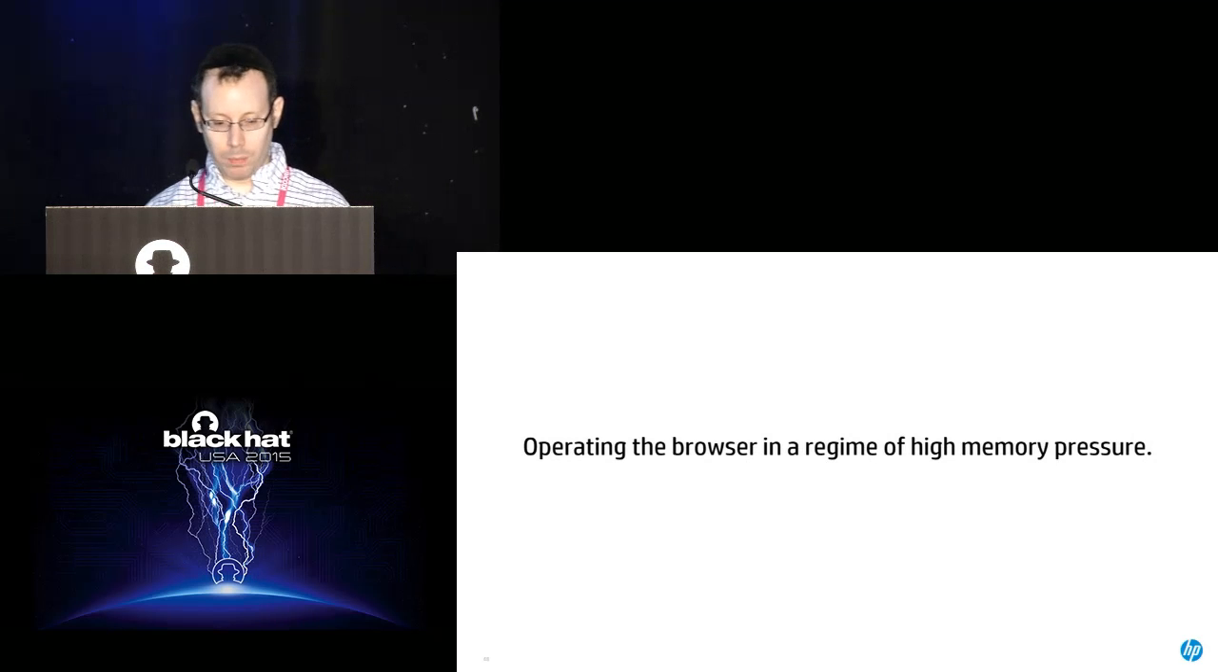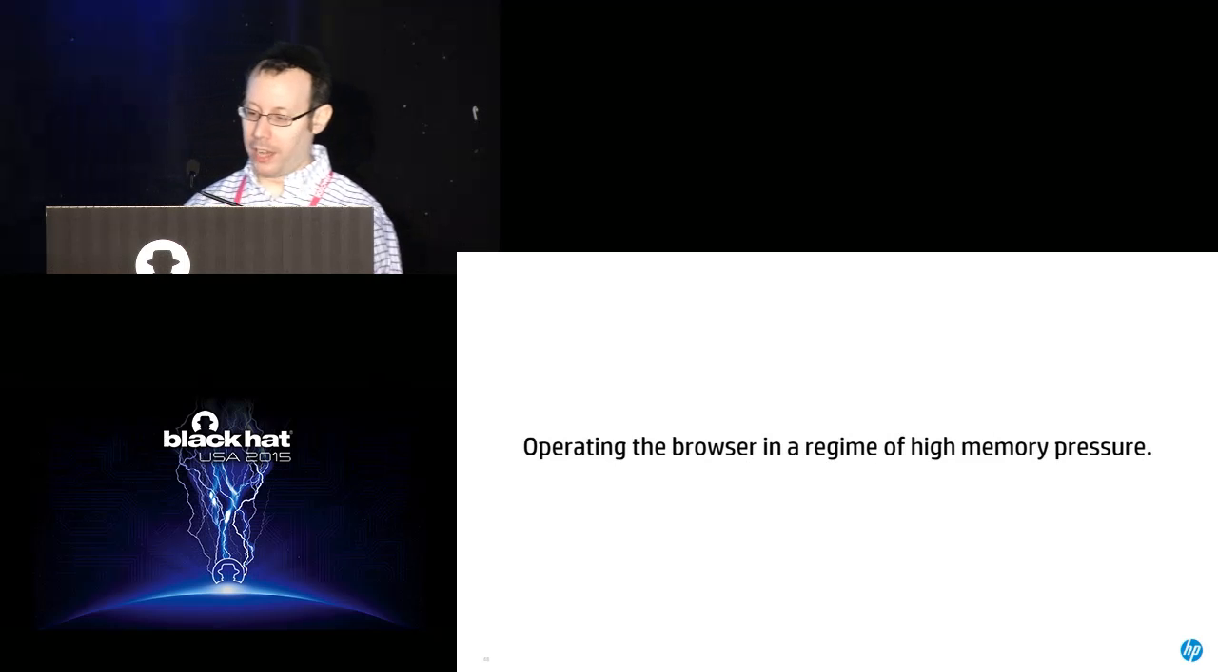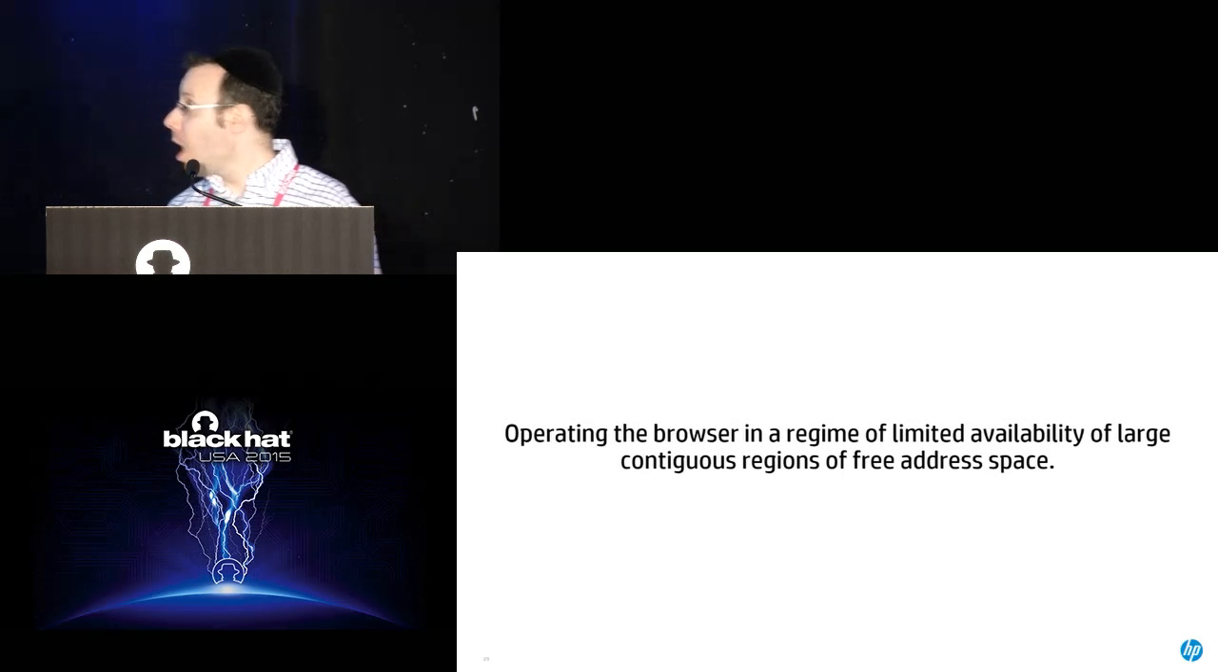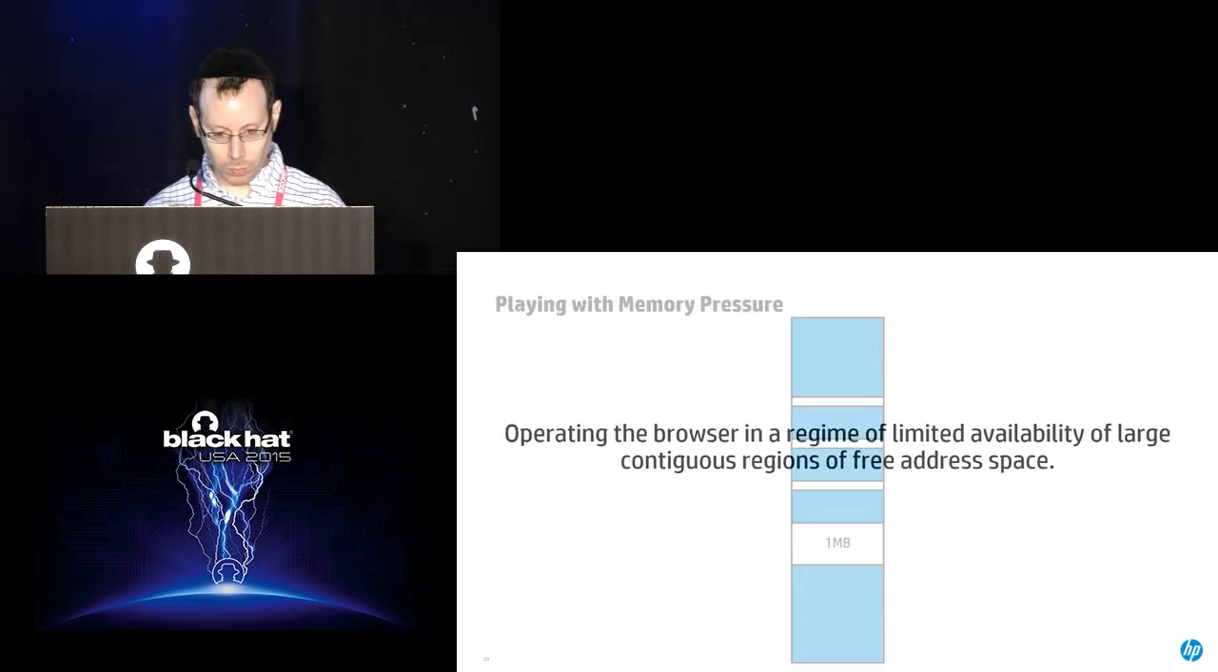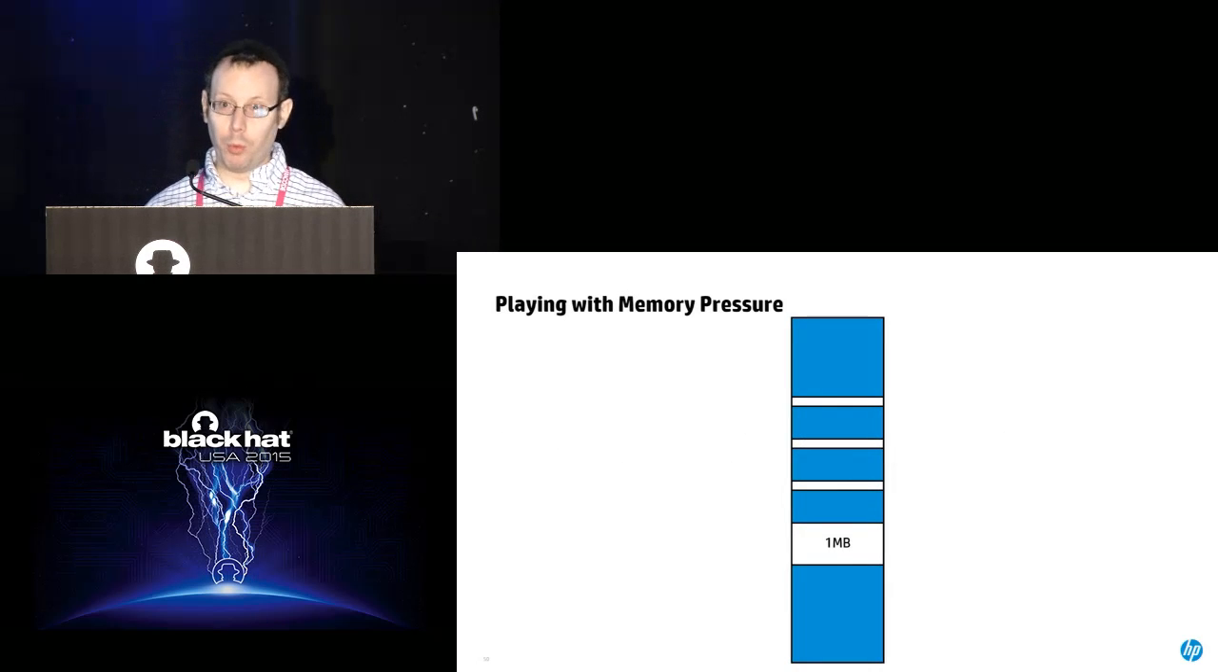The next thing to note, it's possible for allocations to fail even if there's plenty of address space left. It all just depends on how large of an allocation you're asking for. Also, it's not the aggregate amount of remaining address space that matters. It's whether a large enough contiguous free region can be found. So let's refine our idea as follows. Operating the browser in a regime of limited availability of large contiguous regions of free address space. So let's play with this a little bit, see what we can do.